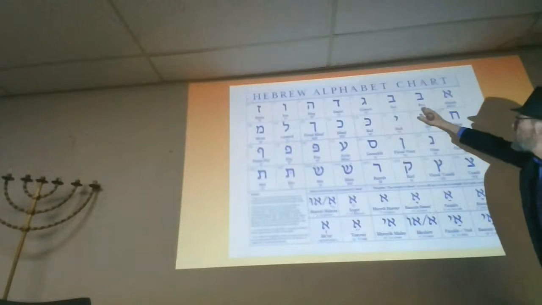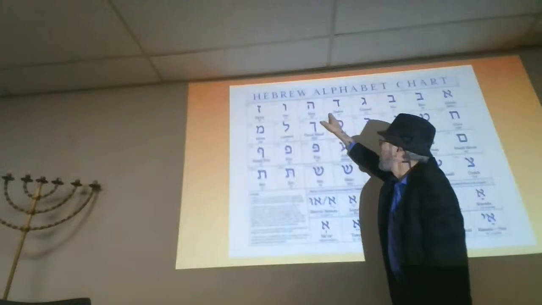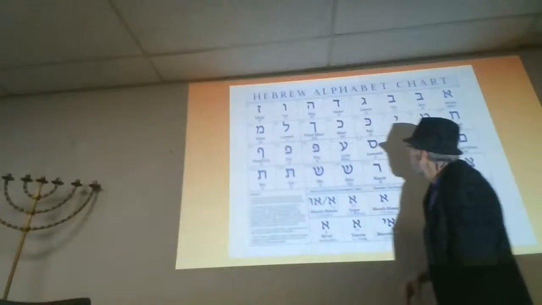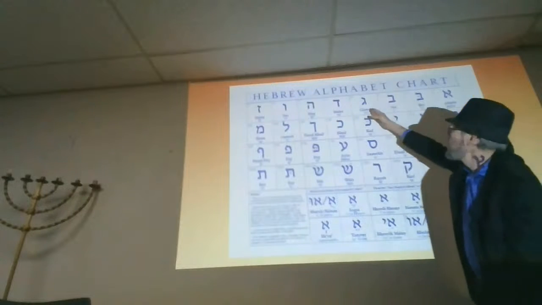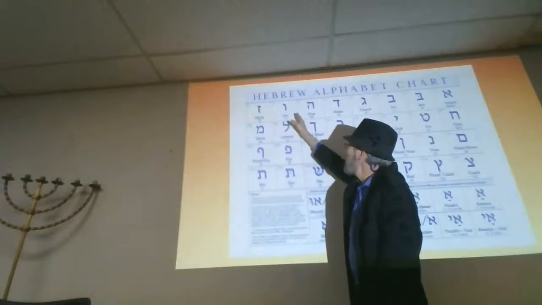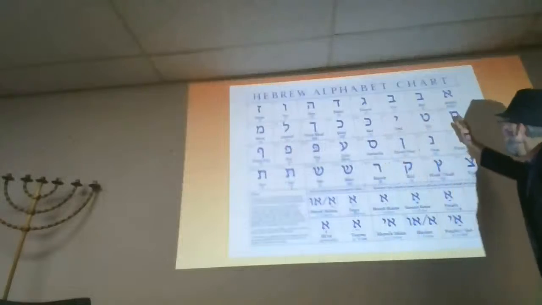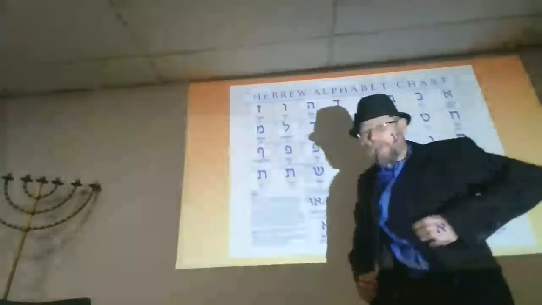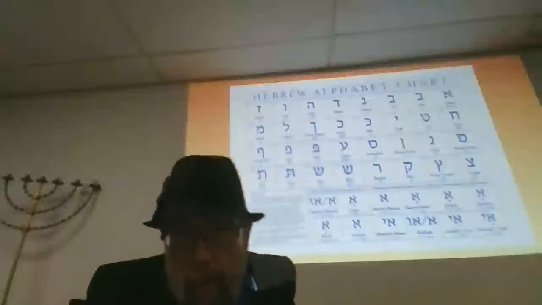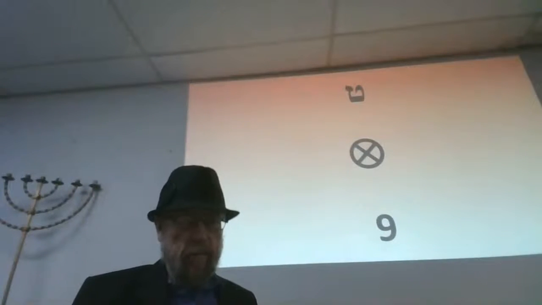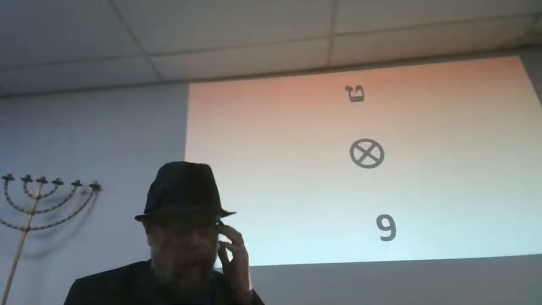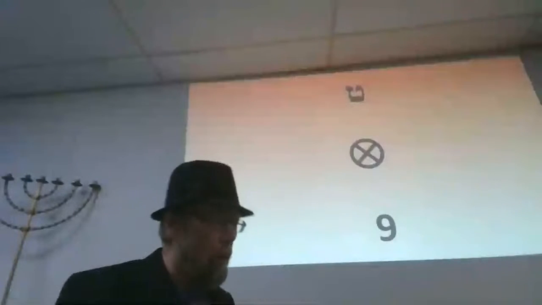Numbers 1, 2, 3, 4, 5, 6, 7, 8, 9. Again, 1, 2, 3, 4, 5, 6, 7, 8, 9. And so Tet is the 9th letter of the Aleph Bet. So this is the letter Tet, and the paleoglyph, and its numerical value is 9.